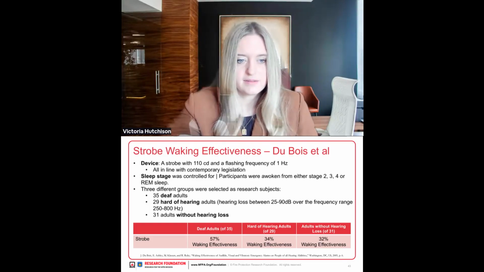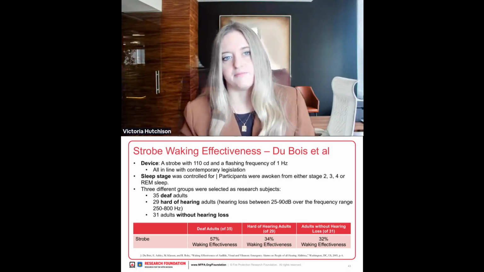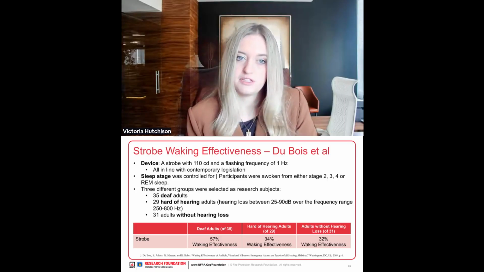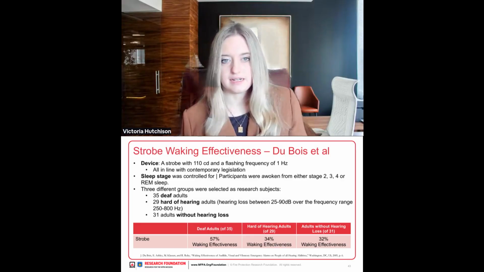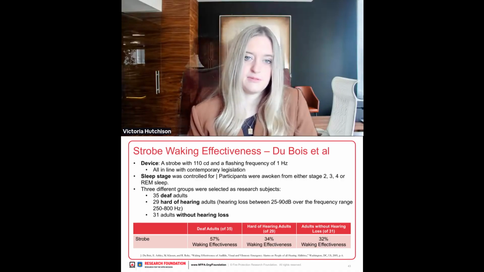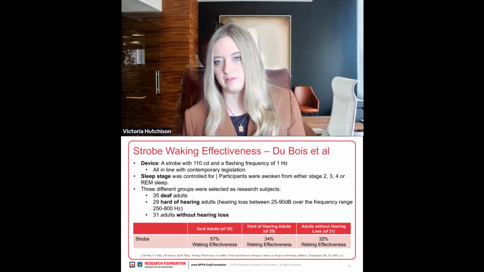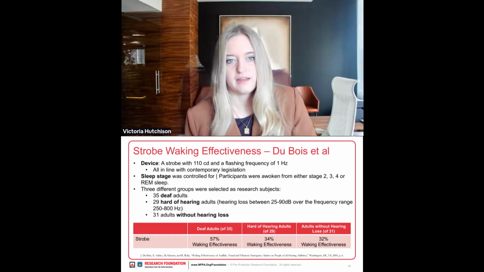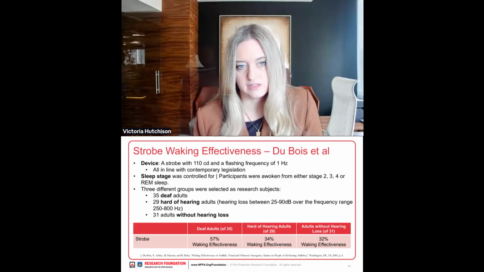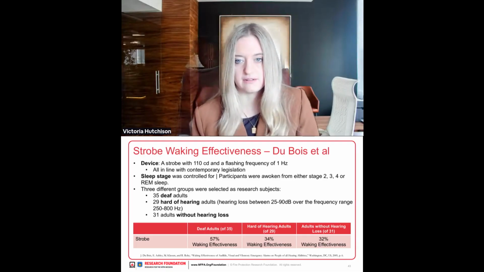This study here was done by DeVois and Ashley and Clausen in 2005. A strobe with 110 candela and a flashing frequency of 1 hertz, so similar to the previous study. That's all in line with contemporary regulations and legislation. The sleep stage was controlled for, and the participants were woken from various stages of sleep, so 2, 3, 4, or REM sleep. And then 3 different groups were studied, so 35 deaf adults, 29 hard of hearing, and 31 able hearing, so without hearing loss.